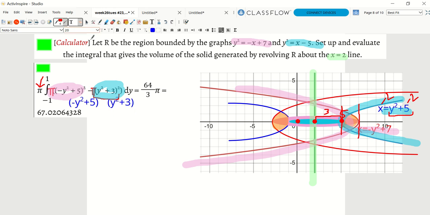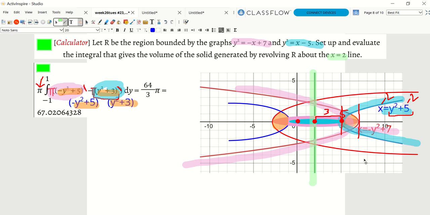Ignore the little 2's. And just distribute orange to orange, orange to orange, orange to orange. Remember, the pi got GCF'd and then extracted out the integral. And then combine like terms and then just do reverse power rule, with the bounds, negative 1 to 1. Oh, I almost forgot to talk about the bounds.